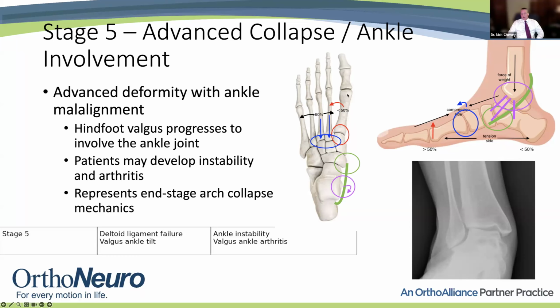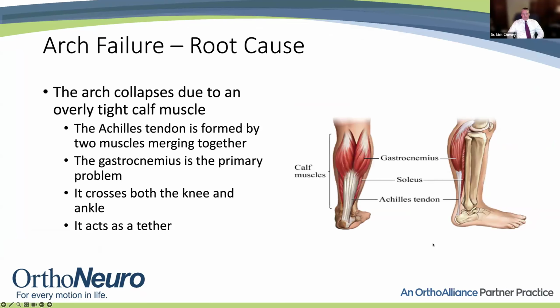So it starts in the front of the foot where you're loading the first ray. The first tarsometatarsal joint starts to get unstable and the medial column fails. Then the transverse column fails. Then the arch tendon fails. And then ultimately the ankle fails. And so you end up with what we call valgus ankle arthritis. So the ankle's tilting in what we call valgus, kind of tilting towards the outside.